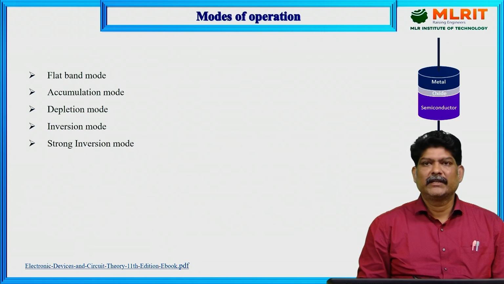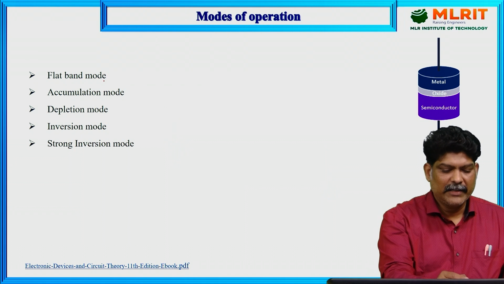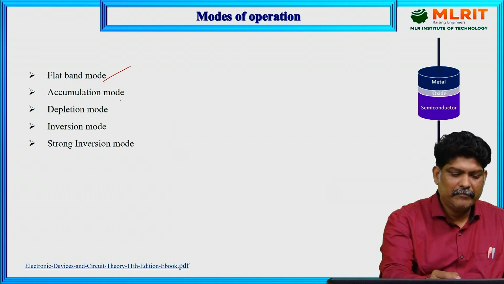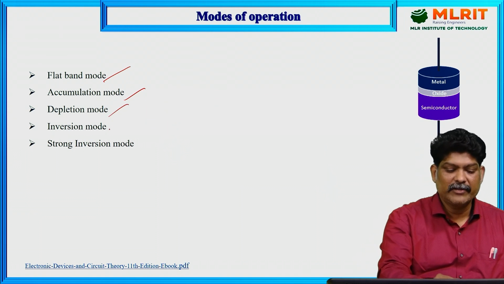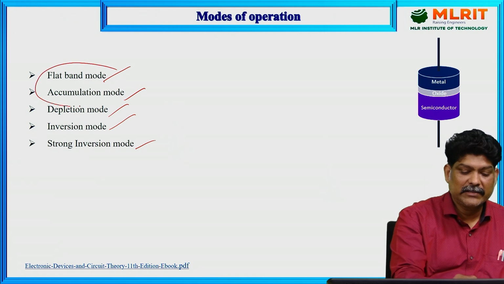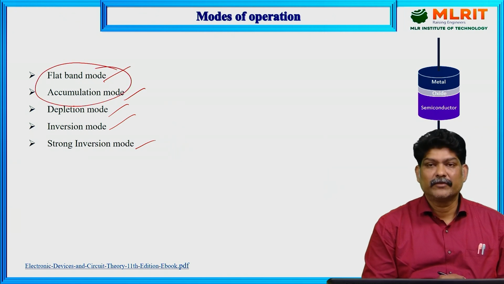So let us see the different operating modes of MOS capacitor. It can be operated in 4 different modes: flat band mode, accumulation mode, depletion mode, and inversion mode, strong inversion mode. Today we are going to discuss the flat band mode and accumulation mode.